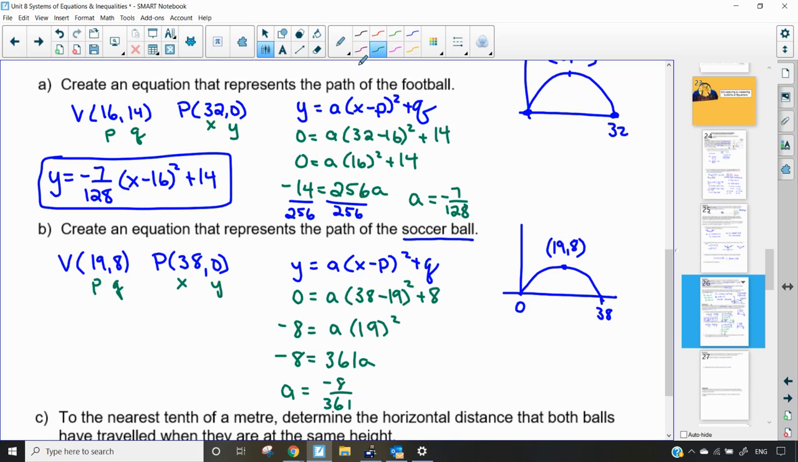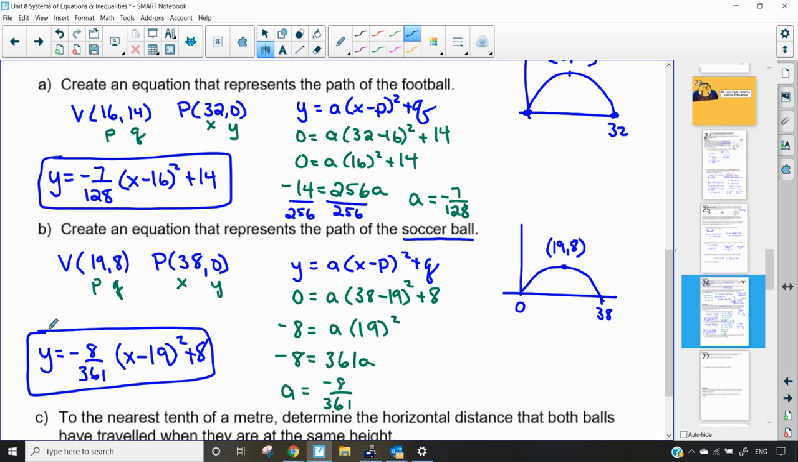It's important that you're keeping your answers exact. And so our equation for the path of the soccer ball is y equals negative 8 over 361 times (x minus 19) squared plus 8. And once we have our two equations, then we can find where they intersect.